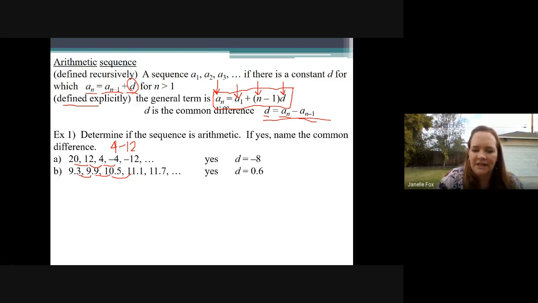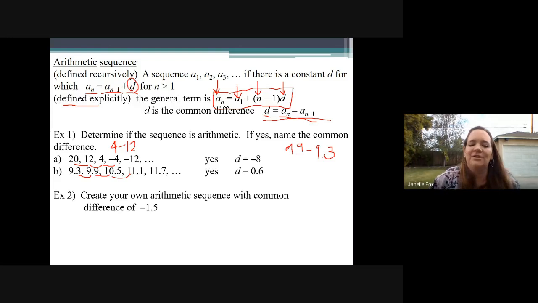And my common difference is 0.6. If you were to write that out to figure it out, you could do something like 9.9, and then subtract 9.3, and wouldn't you know it, you get 0.6. Yeah, I said that right. I thought I said it wrong.